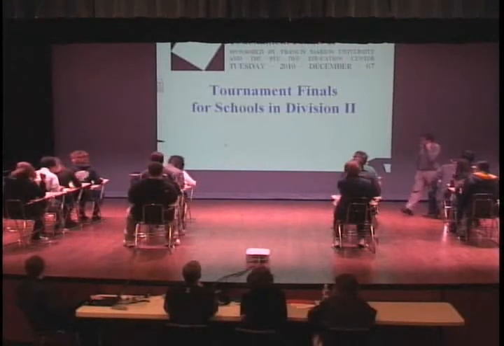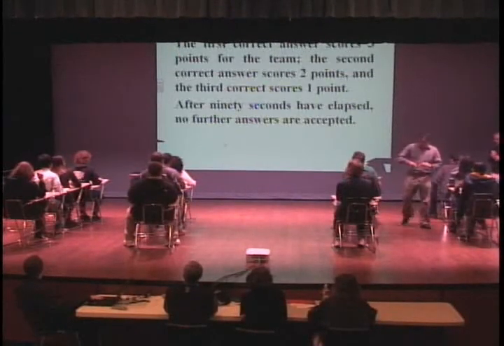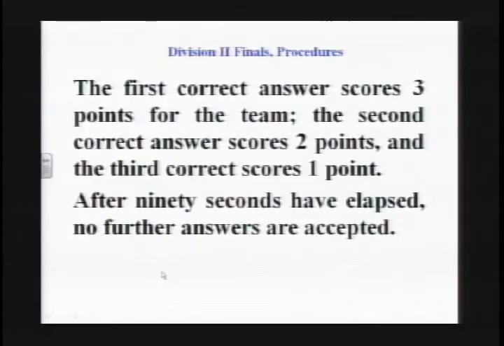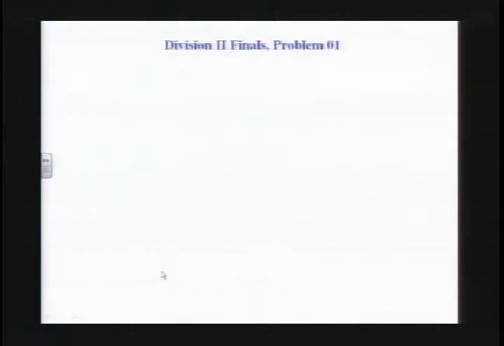Okay, I'll let you, Maestro, flash the rules that we know so well. The first correct answer scores 3 points for the team, the second scores 2 points, and the third scores 1 point. You have 90 seconds to answer each one. You have scratch paper provided. You have a box. Please write your answers in the box. And I guess we're ready to go. So as Jean-Luc Picard would say, make it so, number 1.